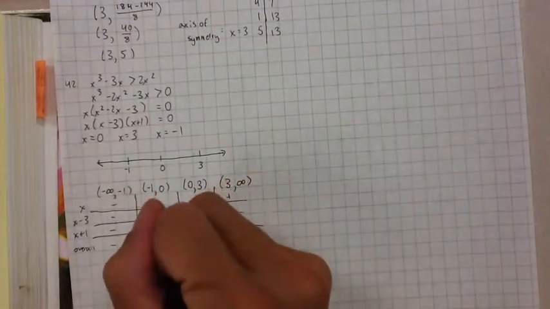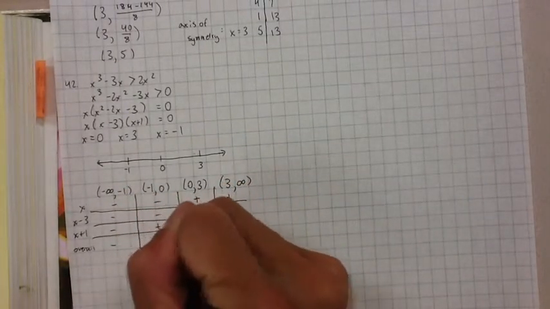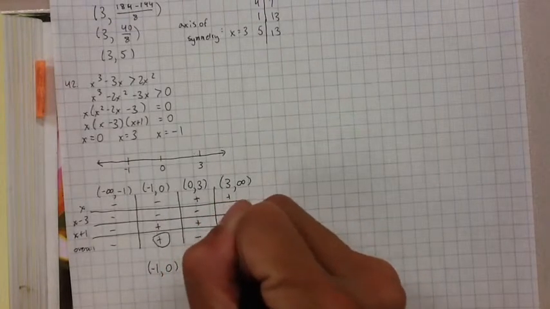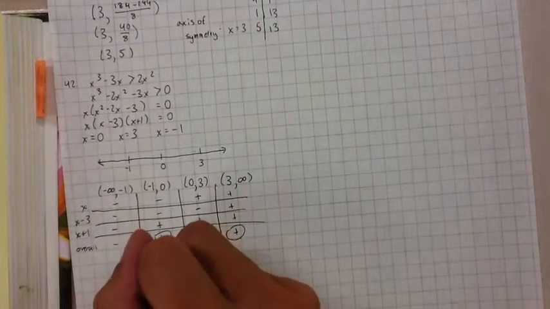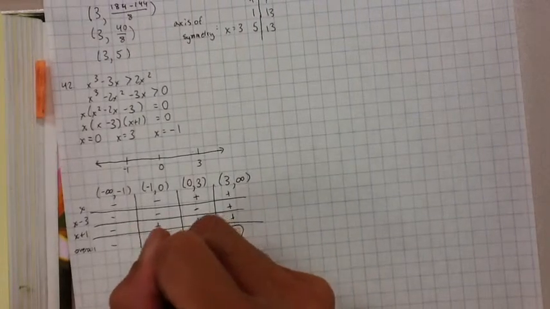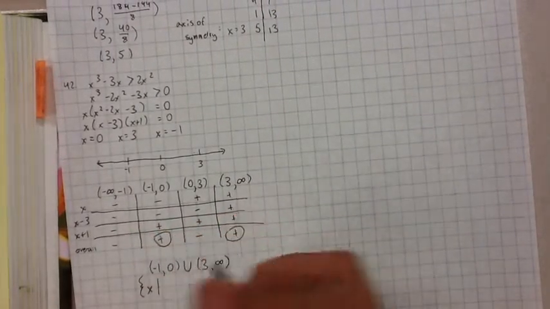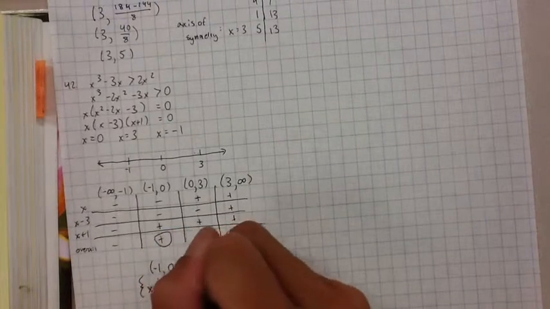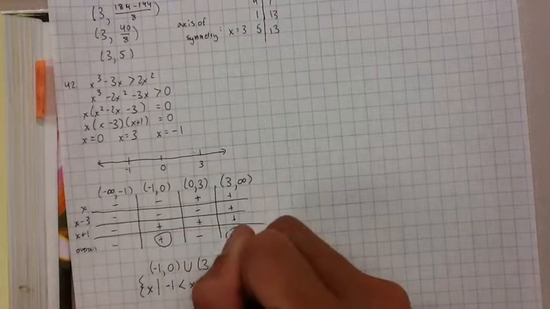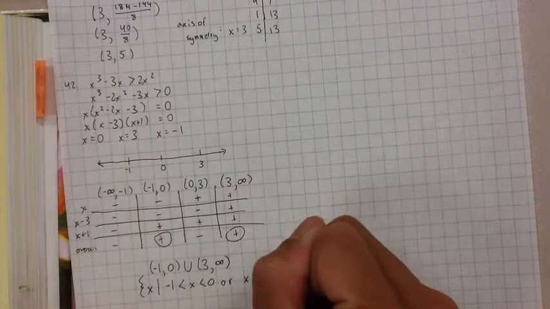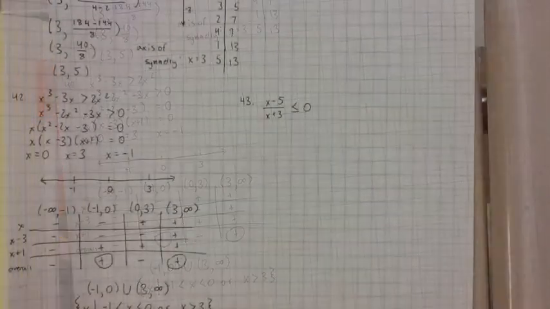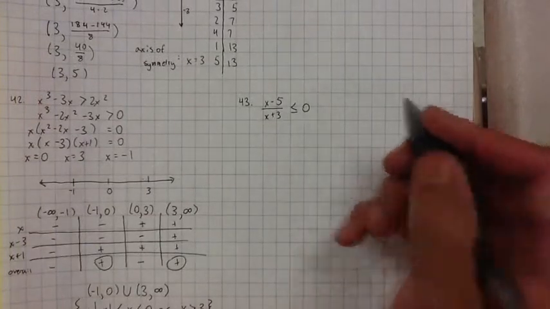So that will be this interval from -1, 0, all the way to 3, infinity, and that is a union. You could also write it in set builder notation, which would look like this: x such that -1 is less than x less than 0, or x is greater than 3. For number 43, we're dealing with rational inequalities.